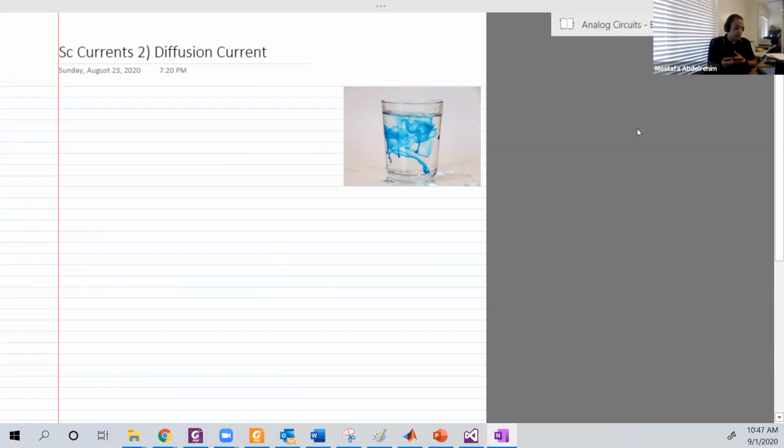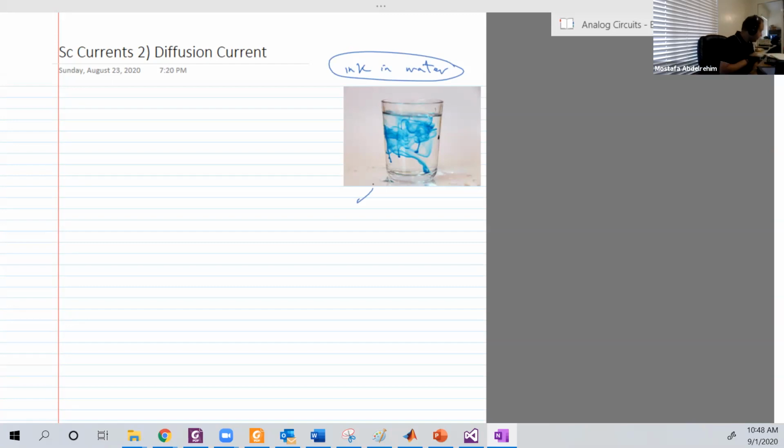Diffusion. And here is an example from an ink in water. When you put just one drop of ink into a cup of water, it diffuses everywhere. Not just down due to gravity, no. It goes left and right everywhere, just like this. And we have a similar phenomenon here in our semiconductor as well.